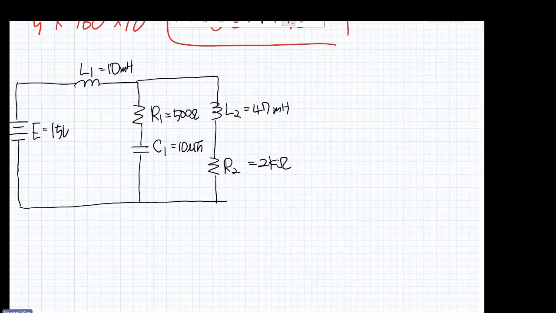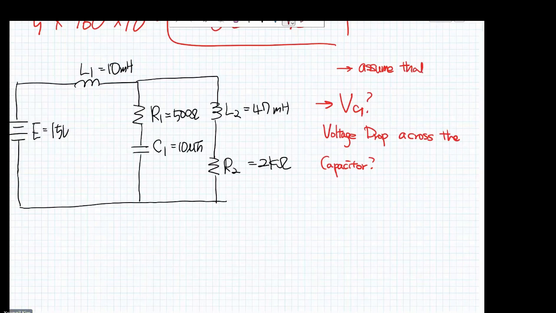All right, question one is really similar to the last session. We have already done it. What is V sub C sub 1? It means what is the voltage drop across the capacitor? We assume from the question that the circuit is operating in steady state. Now, steady state, what does that mean? The inductor is a short circuit, and the capacitor is what? An open circuit.